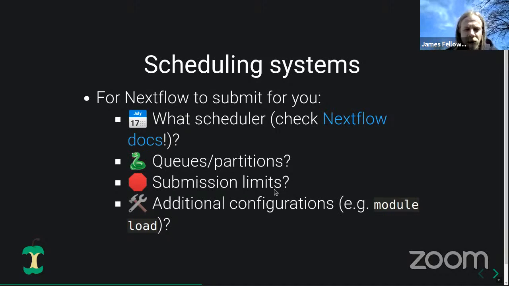So for example, you should also look up if your scheduler has queues or partitions, often based on, for example, wall time, which means that the shorter jobs will go earlier in the queue, whereas longer jobs go further down. You should find out the names of these and what specifications you may have for those. You should also look if there are any submission limits. So for example, can you only submit X number of jobs at any one moment? And also, are there any additional configurations that you would normally write when you're writing your own custom batch scripts that you feed to the scheduler? So something like you need to load certain modules.